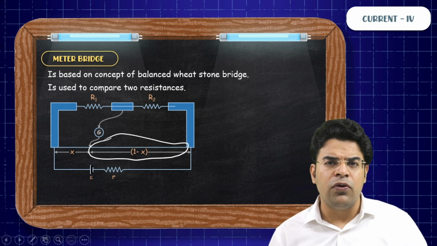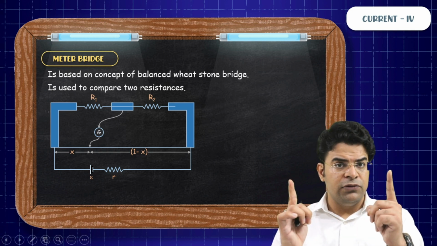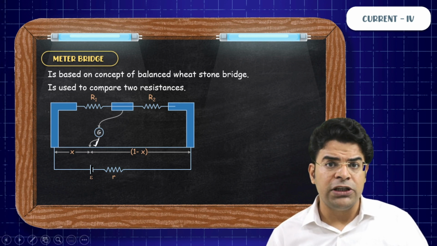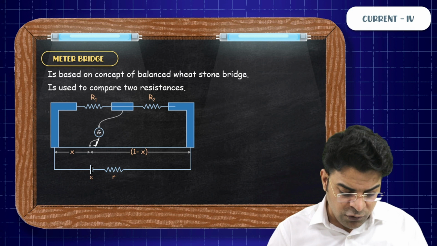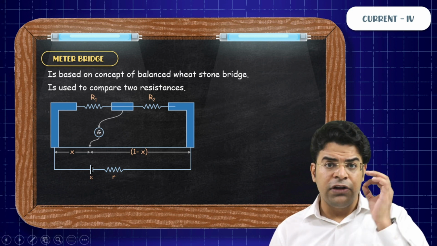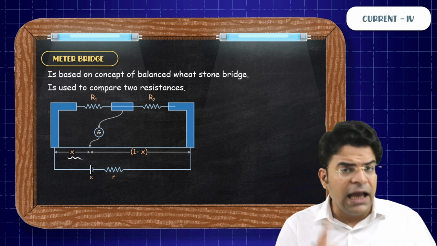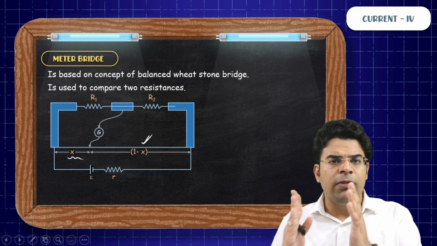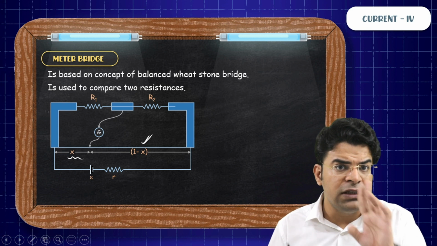Sir, why did you write 1 minus X? Beta, the overall length is 1 meter. The null point means the position for which no current flows through the galvanometer. If the null point is found at distance X from the left end, then the length of the wire from the right end has to be 1 minus X, because the whole length of wire is 1 meter.